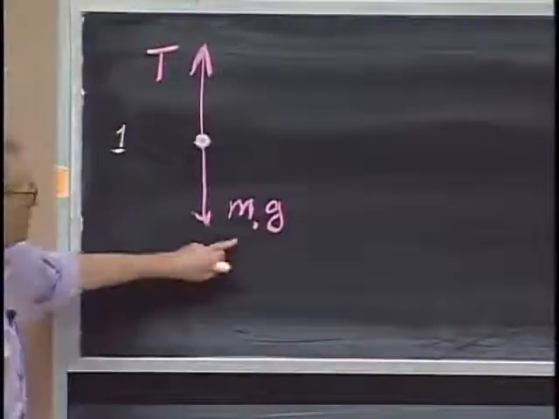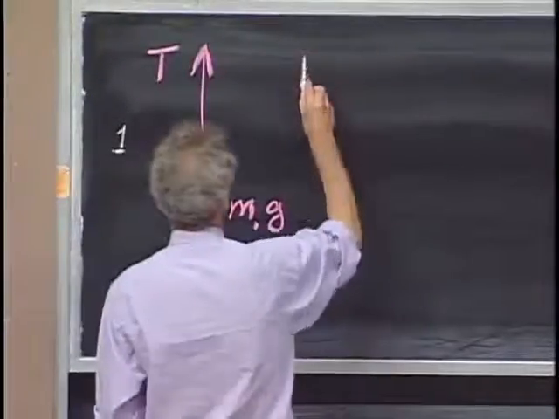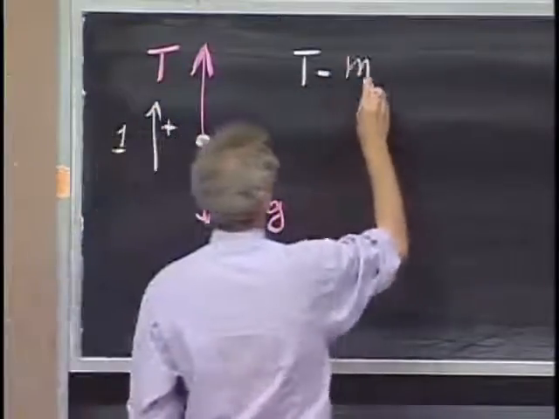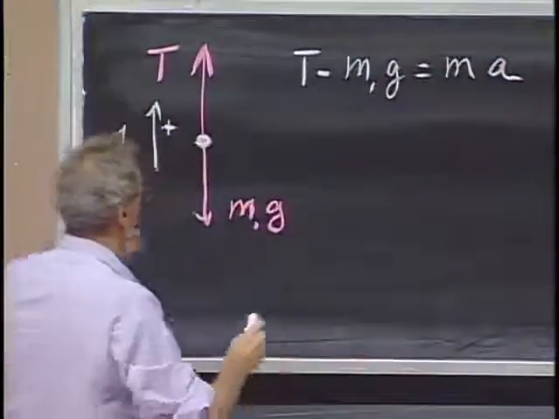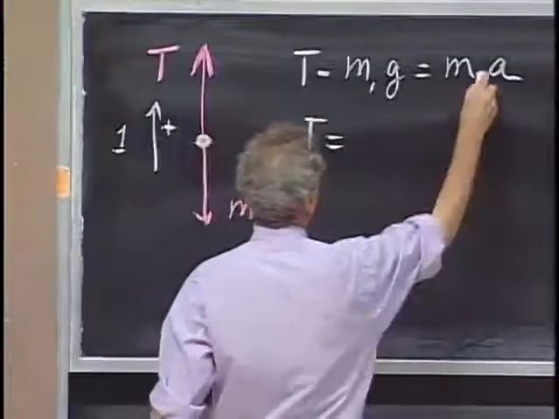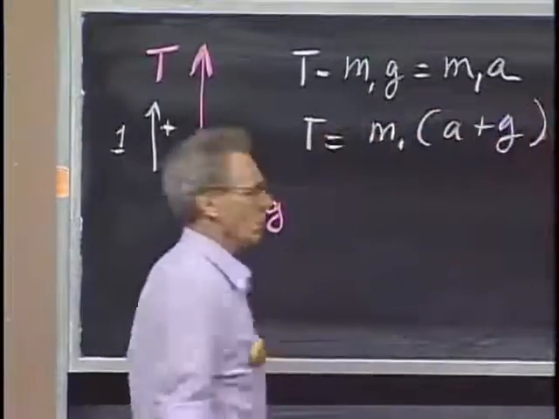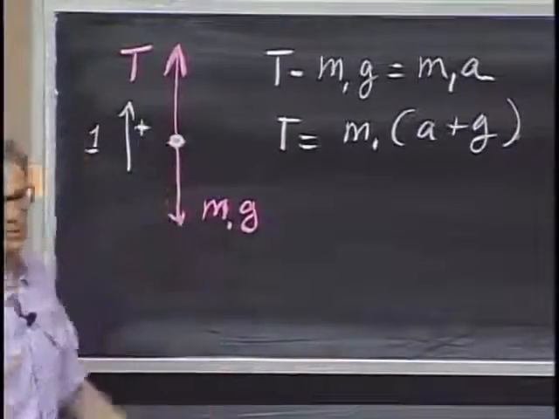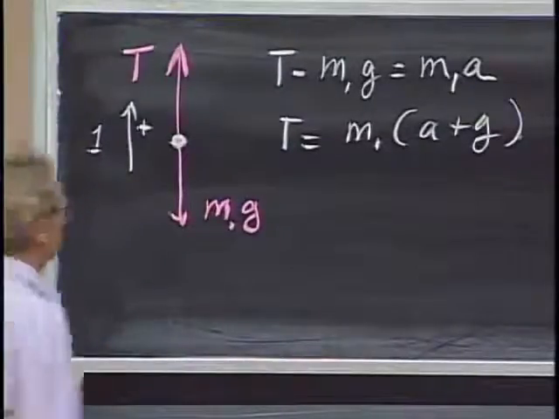Non-negotiable. T better be larger than m1g, otherwise it would never be accelerated up. And we know it will be accelerated up. So what do we get? We get T, I will call this plus direction, by the way, minus m1g equals m times A. So the tension equals m1 times A plus g. Hey, we've seen that one before. This one is being accelerated upwards. Notice it gains weight. That's the tension. And this is the acceleration.